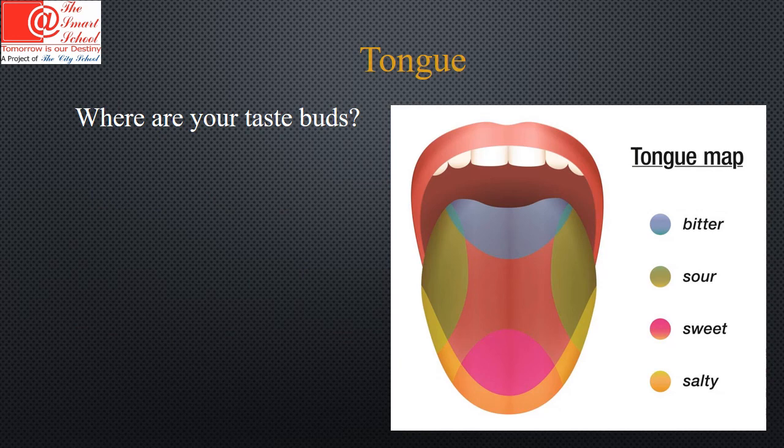Tongue is another sense organ and it senses taste. You can see in this picture 4 different types of taste buds are shown: bitter, sour, sweet, and salty. These are the areas which can detect salty taste. This is where you can taste sweet. These are where sour taste buds are present, and the bitterness is detected on this part of the tongue.